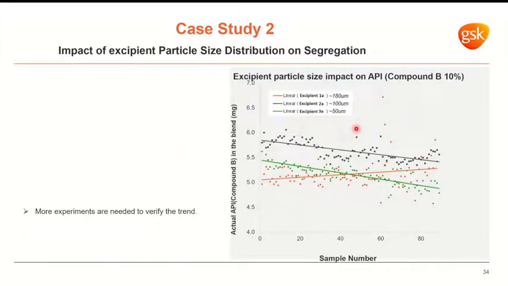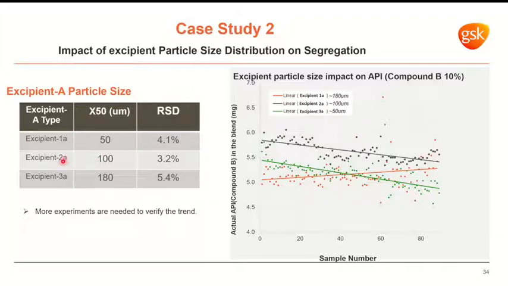When we did this experiment, we were not able to see a very clear trend. What we observed was that for excipient 2A, when the particle size is 100, the RSD value is 3.2%. When we decrease the excipient 2A particle size to 50 or increase it to 180, in both cases the RSD value increases, or the segregation risk increases. So there is not a very clear trend over here, and in order to verify it, we need to do more experiments. It will be too early to draw a conclusion.